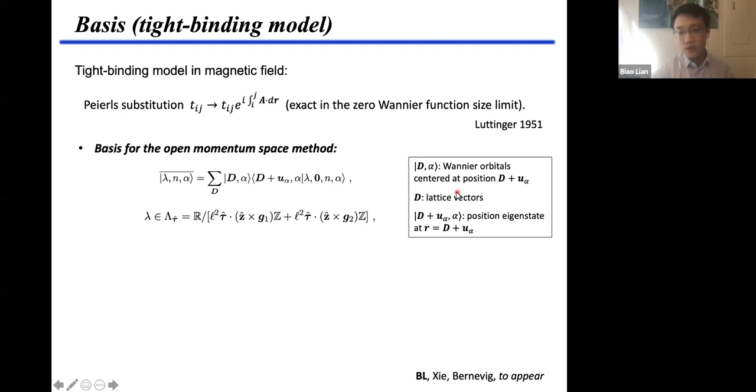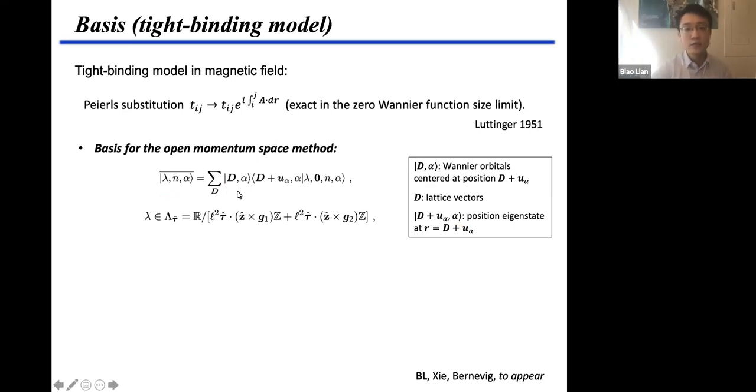So in the continuum space, if we assume the Wannier orbitals are centered at the position d plus u alpha, which is the starting point of these Peierls substitutions, and d here denotes the lattice vectors. And if we use this d plus u alpha to denote the position eigenstate at r equal to d plus u alpha, so this is a different state than d alpha. It's basically the infinitesimal delta function at d plus u alpha.